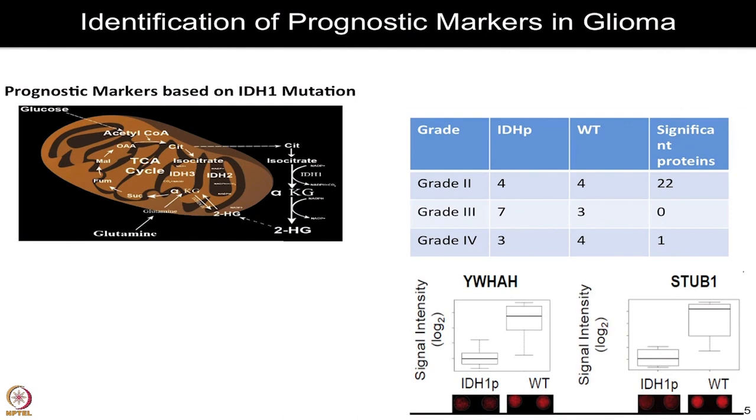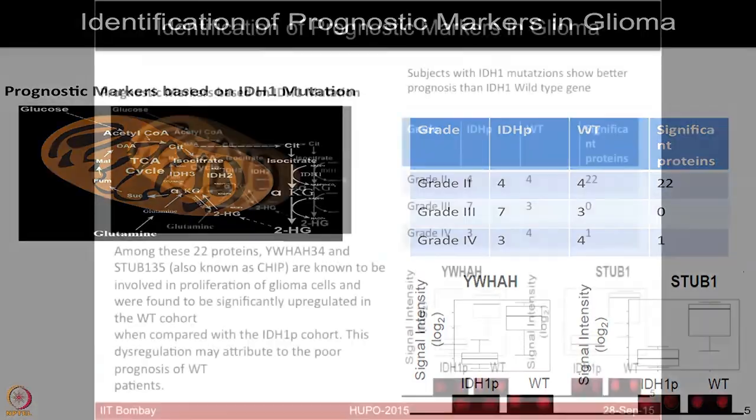YWHAH protein is known to be involved in the proliferation of glioma cells, and it was found to be upregulated in the wild type cohort as compared to the IDH positive cohort. It is possible that this kind of deregulation might be contributing toward the poor prognosis of wild type patients. So, we can conclude this part that based on protein array based screening, with very little effort one could screen thousands of proteins from the patient serum sample.